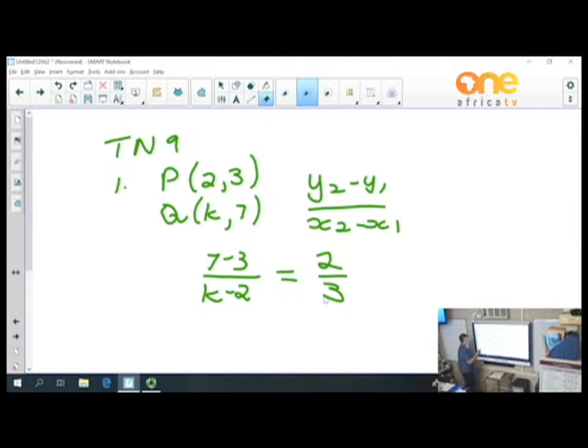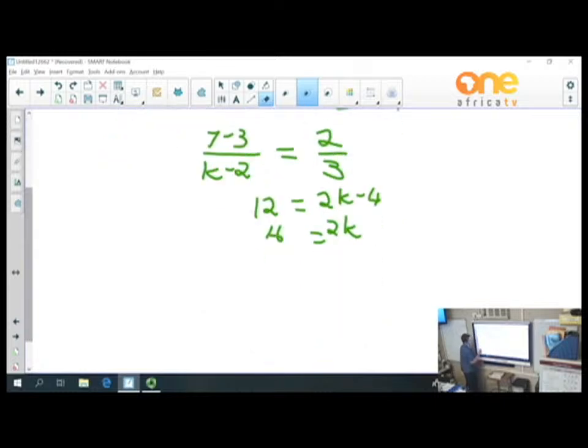Obviously this is now LCM or cross multiplication. You can use either. 7 minus 3 is 4, and 4 times 3 is 12. Then if I multiply the 2 here, I have 2k minus 4. You could have used the LCM method as well, but we can also use cross multiplication here. So 2k is equal to 16, which makes k equal to 8. Who got that answer? k is equal to 8.